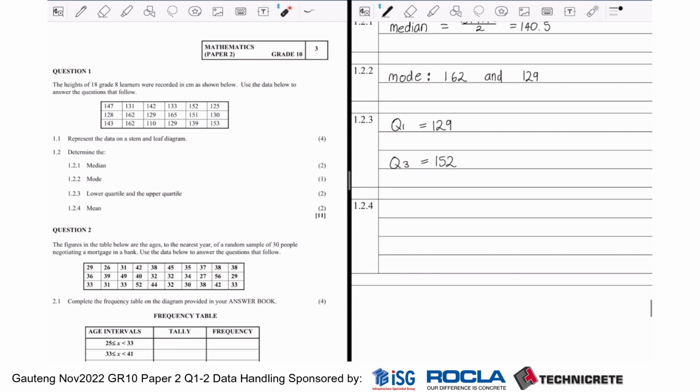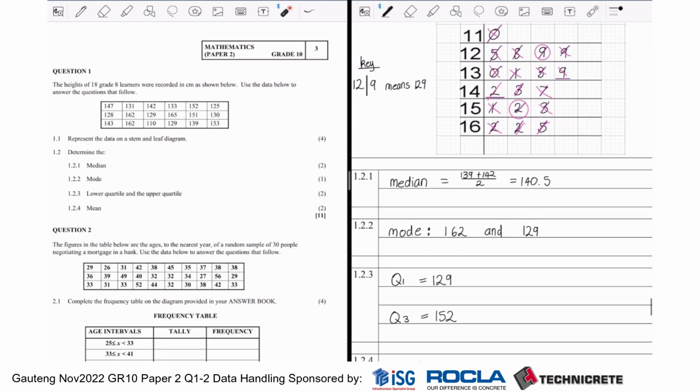And then next I'm asked to find the mean, which is the average. And so for the average, I'm going to add up all of the numbers in the table, and I'm going to divide them by how many of them there are, which is 18. So I've got 18 different heights here. I'm going to add up all the heights, and I'm going to divide them by 18 to find the average height between these 18 people.